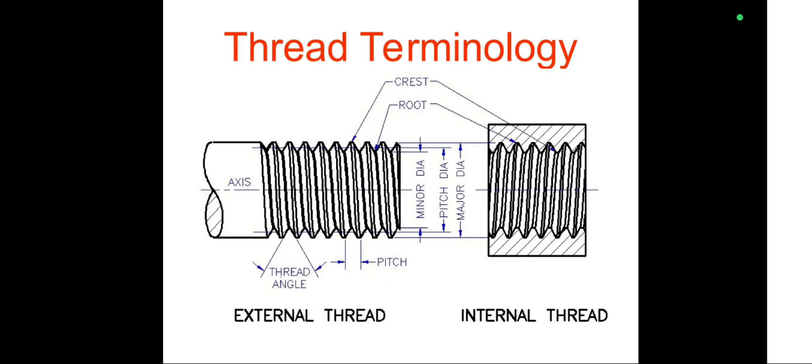The auxiliary view of the internal thread has been shown on the right side of the figure. You can easily see it. The distance between the two crests is called the pitch. And these are all the main thread terminology used in the threading section of the bolt.